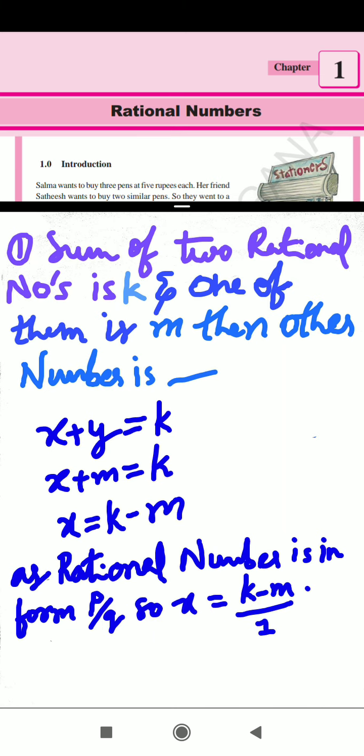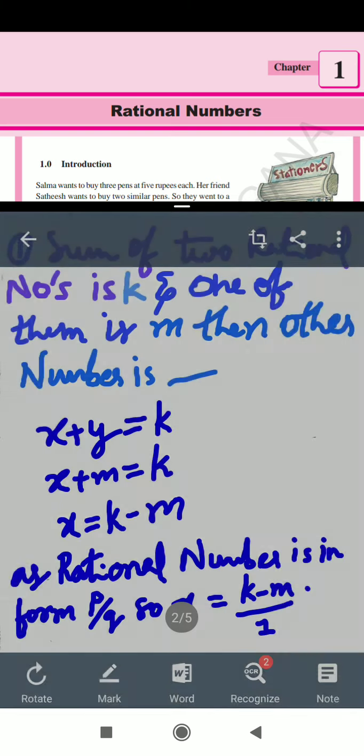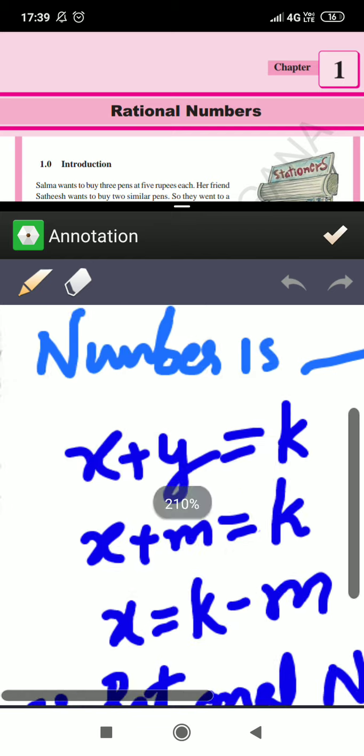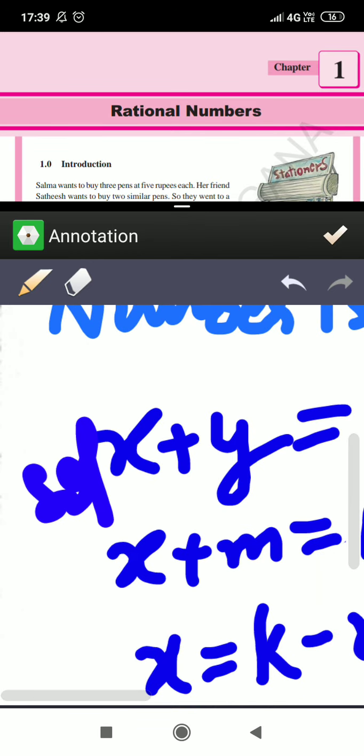Let us discuss a question. The sum of two rational numbers is k, given that one of them is m, then how much is the other number? Let us discuss the solution of this. Solution.